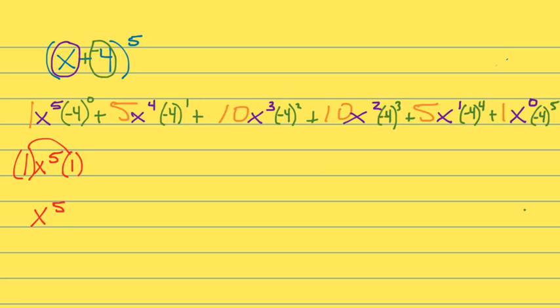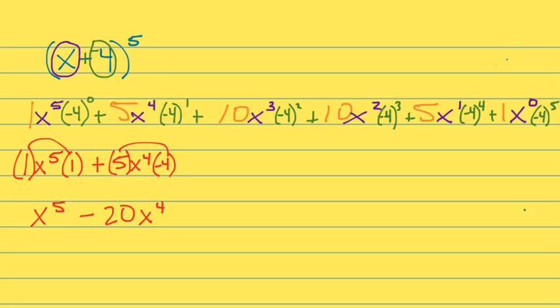Okay? So the 1 in front stays the same. The negative 4 to the 0th power becomes 1. And then you multiply the numbers together. Okay? Plus. Okay, the 5 in front doesn't change. X to the 4th doesn't change. Negative 4 to the 1st power is negative 4. So then we multiply 5 times negative 4, and that gives me negative 20 x to the 4th. Okay.